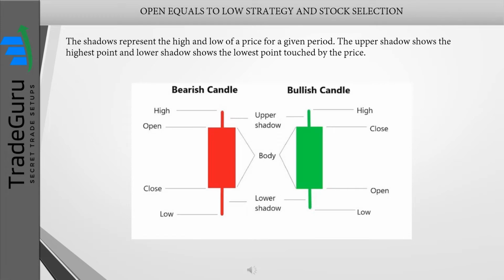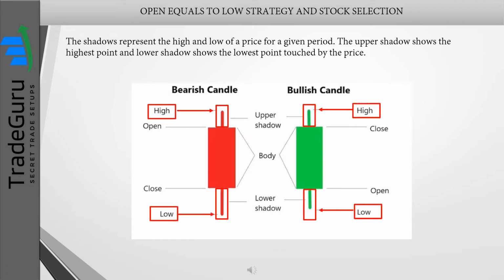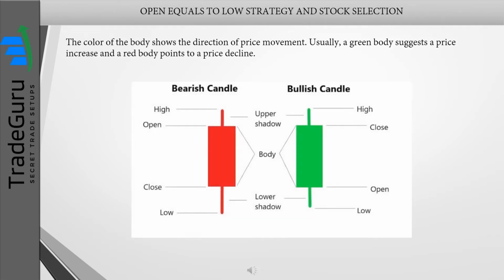The shadows represent the high and low of a price for a given period. The upper shadow shows the highest point and the lower shadow shows the lowest point touched by the price. The color of the body shows the direction of price movement. Usually, a green body suggests a price increase and a red body points to a price decline.